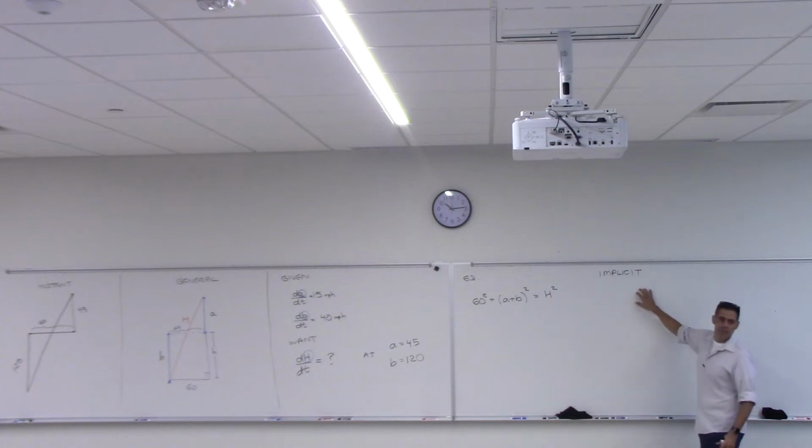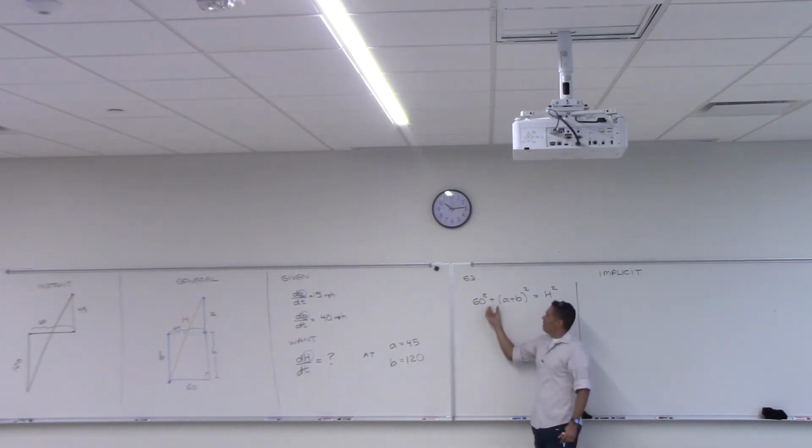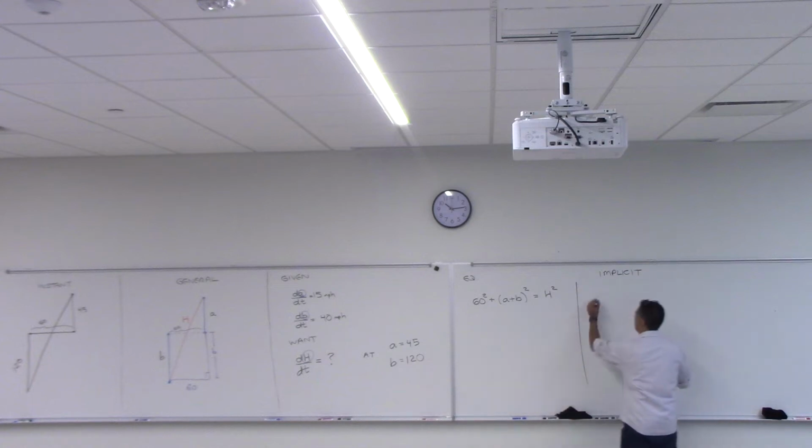Implicit time. Differentiate with respect to t. Okay, let's do it. I have a plus sign here. I can do these two separately, right? So what's the derivative of 60 squared? 0, right? So don't tell me that's 2 times. This is a constant. 60 squared is a number, right? So the derivative of that is 0. I'm going to put it here.